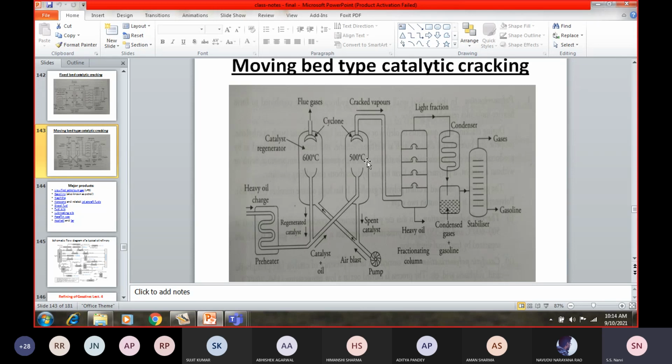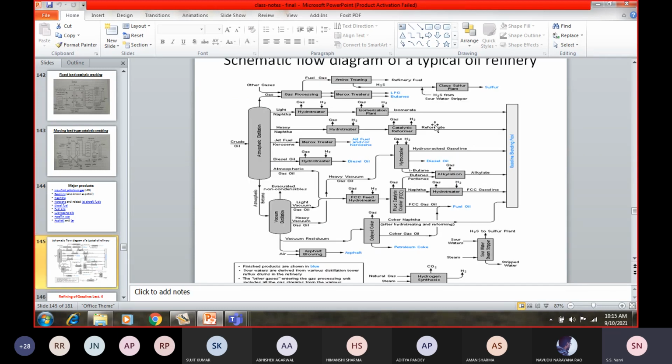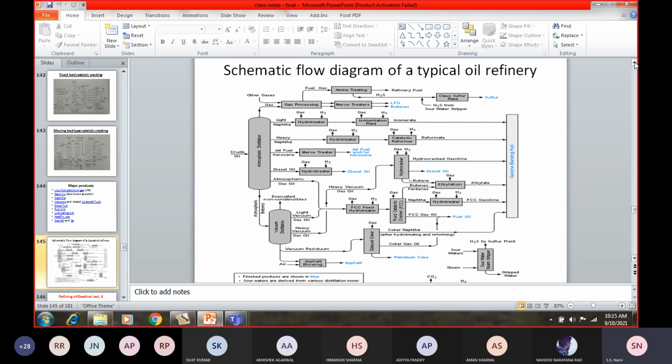The advantage of this is that the process is continuous and can be made automatic, and there is no need to shut down the process for regeneration of the catalyst. So these are certain major products which are obtained either from the crude oil, which is obtained from mining, or by cracking, etc., isn't it? And this is the schematic flow diagram of a typical oil refinery. You don't have to remember these diagrams.